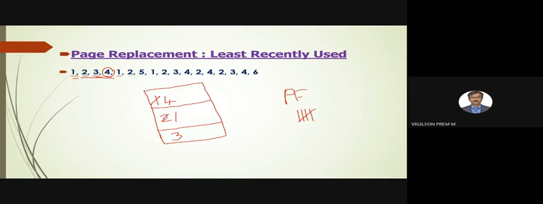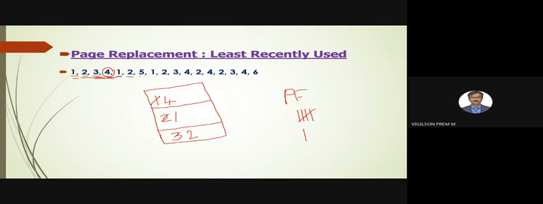Now again, next is 2, which is not available in main memory. So a page fault will occur. Among 4, 1, 3, what is the oldest? Starting from 2, we have to check. So 1, 4 and 3. 3 is the oldest. Here we will replace 2.